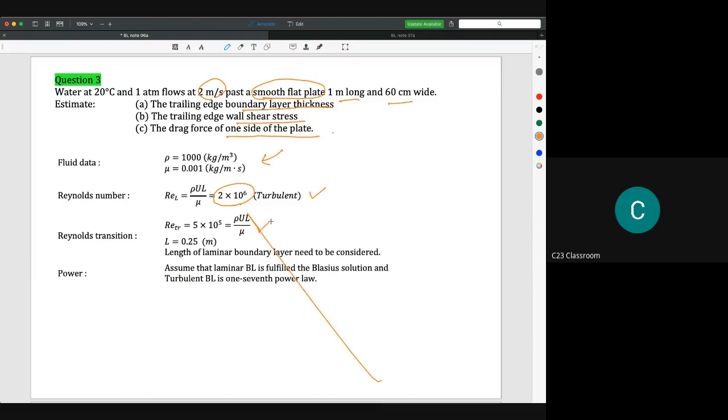So we found that the critical Reynolds number is, let's say, the common one is 5 times 10 to the power of 5. So we found that the length of the laminar boundary layer is around 0.25 meter, which is 25% of the total plate. So that means we need to consider the laminar boundary layer. This is the assumption that we use. For the laminar boundary layer, it is okay for us to use the Blasius solution, and for the turbulent boundary layer, we use the 1/7 power law assumption.